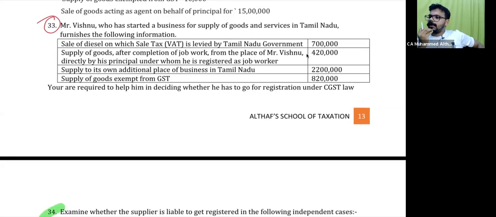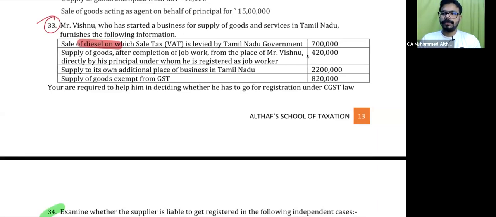What is the aggregate turnover? Let's go by one by one. First one, sale of diesel. Shall we add diesel in aggregate turnover? Diesel is what kind of supply?